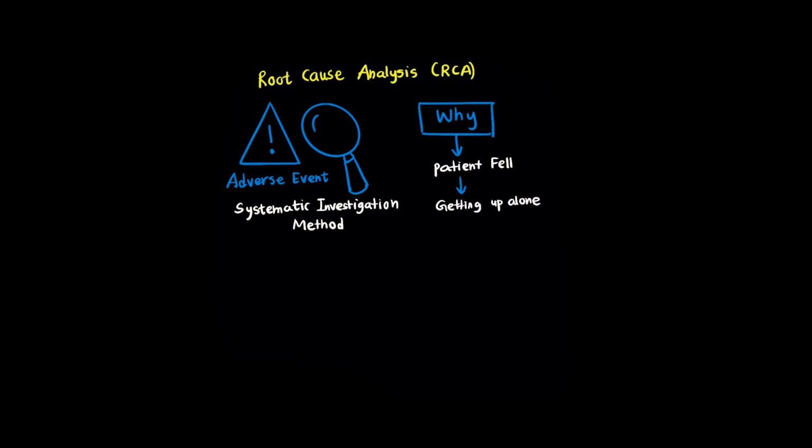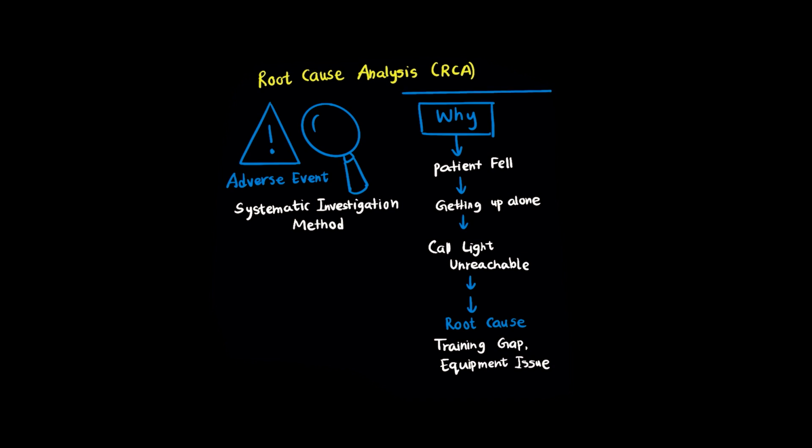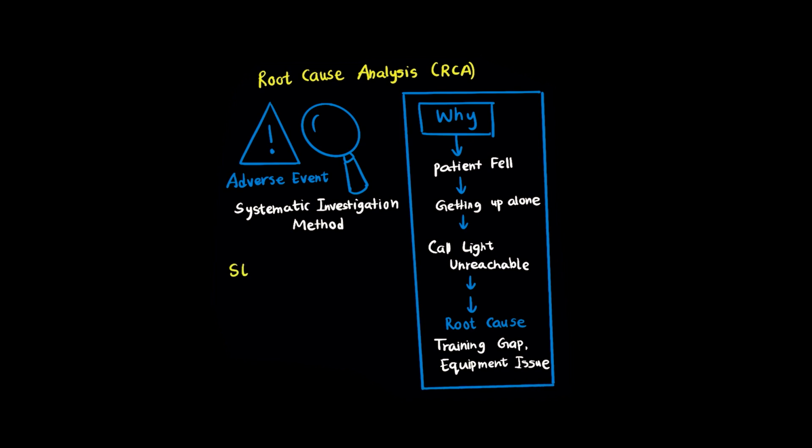Picture a patient fall that resulted in a hip fracture. You don't just document it and move on. RCA assembles a team to methodically work backwards from the injury. What was the immediate cause? The patient fell. Why? They were getting up alone. Why alone? The call light was out of reach. Why out of reach? New bed placement protocol. Each why peels back another layer until you reach root causes, maybe inadequate staff training on bed setup, or purchasing decisions that selected beds without integrated call systems. This structured excavation ensures you're not just treating symptoms but fixing fundamental system problems.